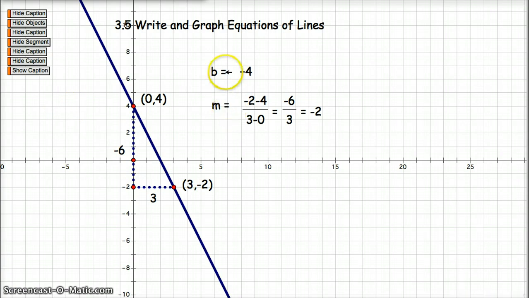Then once I have my slope and my y-intercept, I can put it into point-slope form. I'm sorry, slope-intercept form, which is y equals mx plus b, and just simply plug in negative 2 for the m, x plus b for my equation. Should be fairly simple. Any questions on that? If you have any questions, as always, write them down, bring them to me in tutoring.